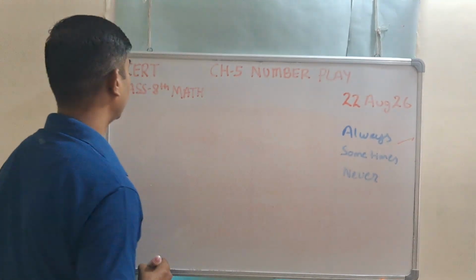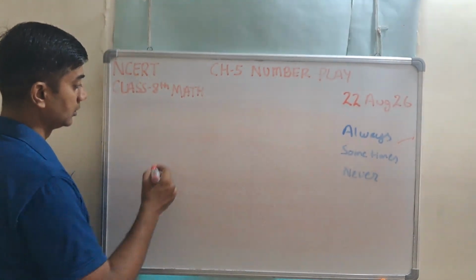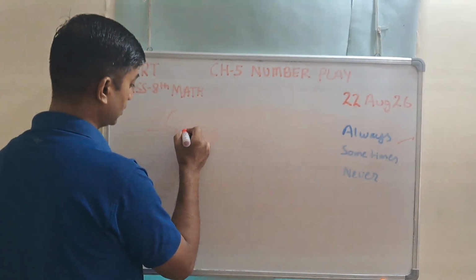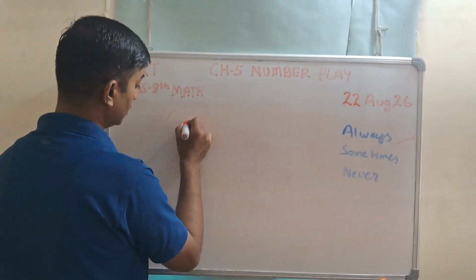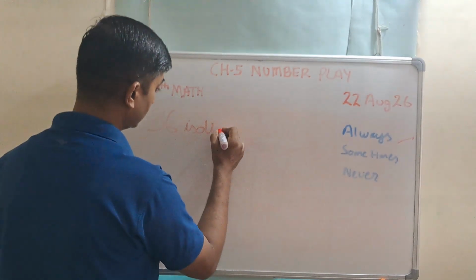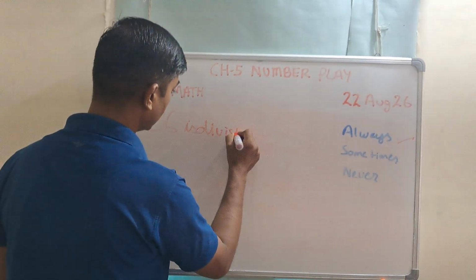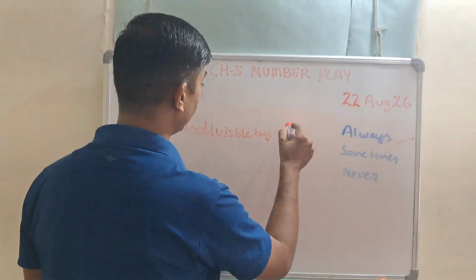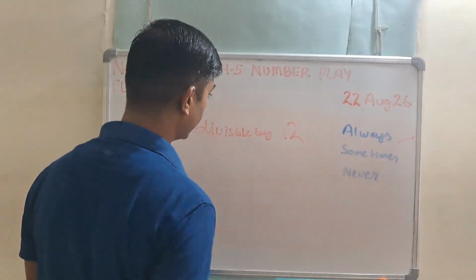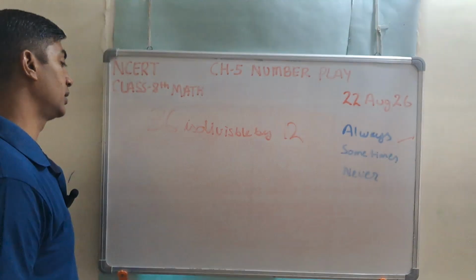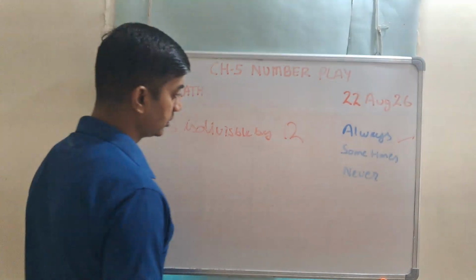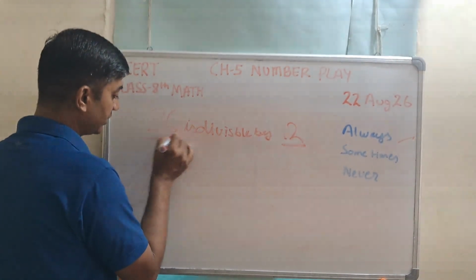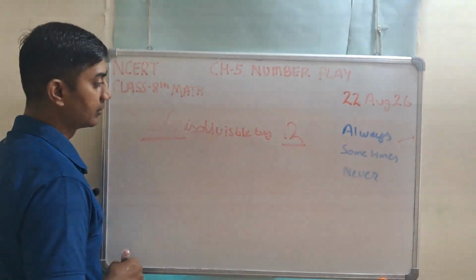Now see, if 36 is divisible by 12, understood? If 36 is divisible by 12, then all the factors of 12 will divide 36 exactly.